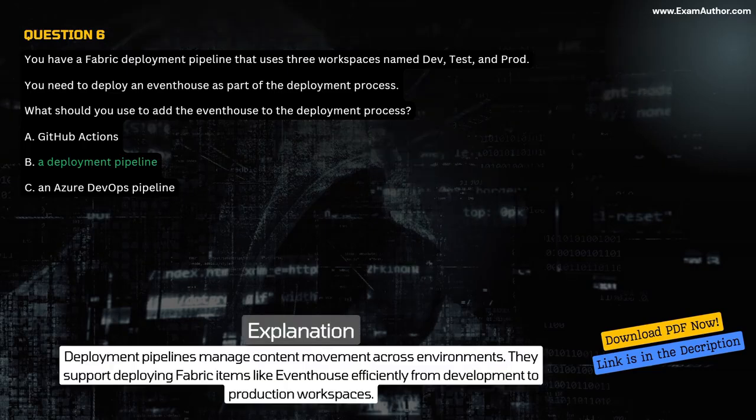Deployment pipelines manage content movement across environments. They support deploying Fabric items like Event House efficiently from development to production workspaces.